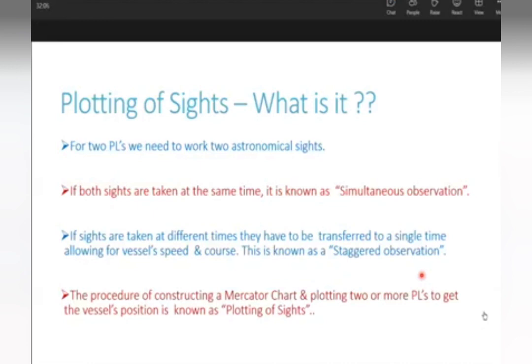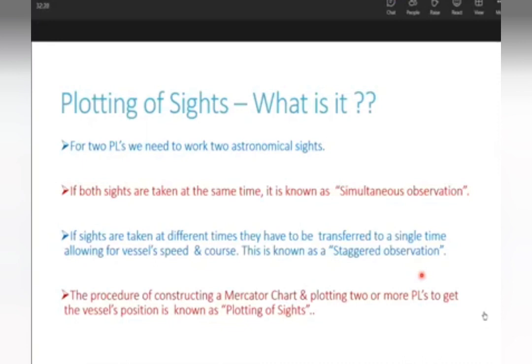It can be done on a plain paper on our answer sheet, or sometimes they provide us with a graph paper. It can be done on the graph paper. The graph paper gives us a little bit of advantage. It has parallel lines and perpendicular lines, which we can use to draw our latitudes and longitudes. So otherwise the procedure can be done on plain paper as well as on graph paper.